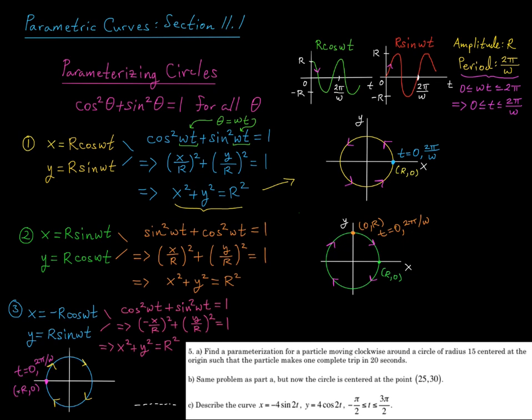So when t is 0, we're at (negative r, 0). We're moving in a clockwise fashion, and we complete a full trip in 2 pi over omega units. All right, now this dot, dot, dot just implies that we could vary things even more. I can make both of these negative, right? I could apply negatives to this variation where x is the sine wave and y is the cosine wave. But I think these 3 examples give us a good jumping off point.